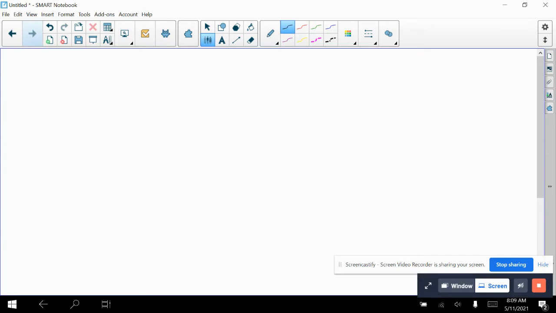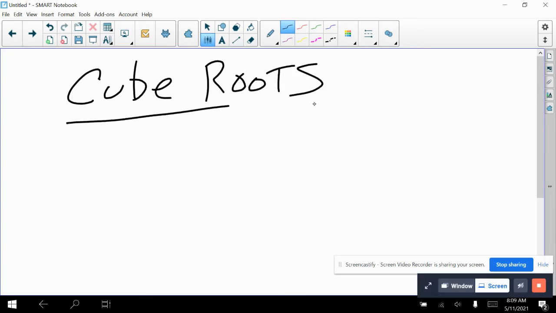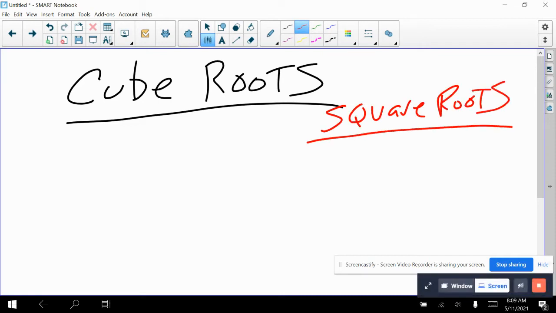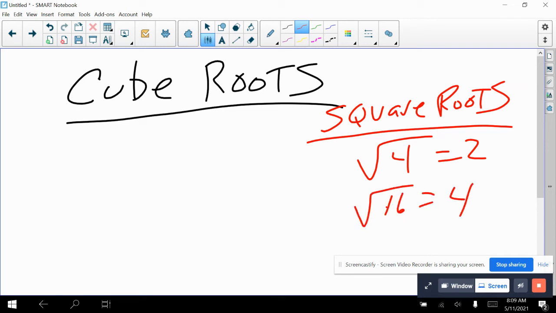Okay, let's talk cube roots. Okay, so just as a refresher here, over here to the side, we had our square roots, right? We had, square root of 4 was 2, right? Square root of 16 was 4, right? And 2 and 4 are called squares.